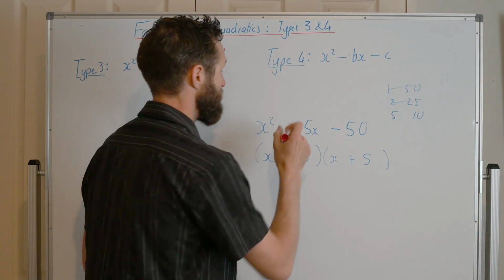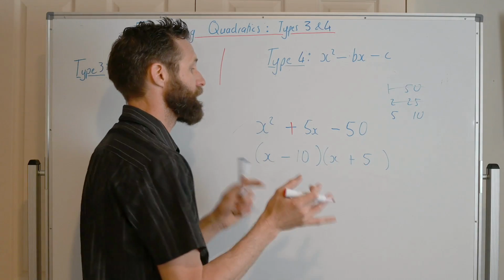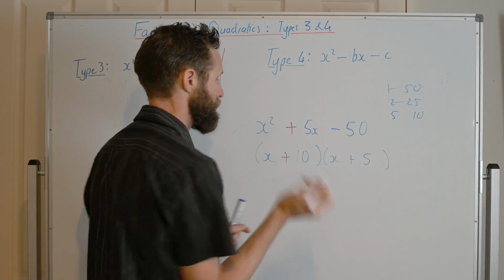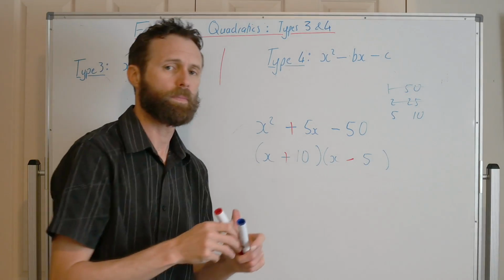Okay, one last thing. What happens if we change this to a positive? Well, we're going to be using the same two factors, but the difference is positive this time, which means we need a positive 10 and a minus 5.